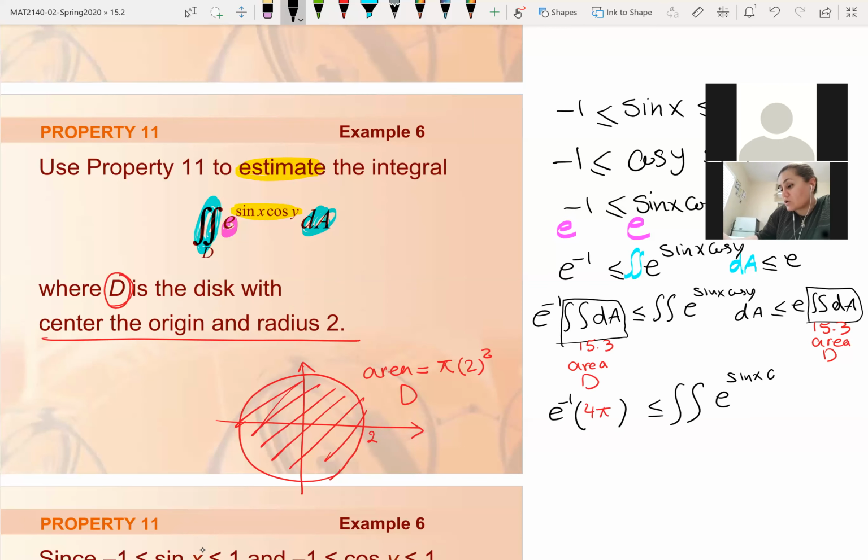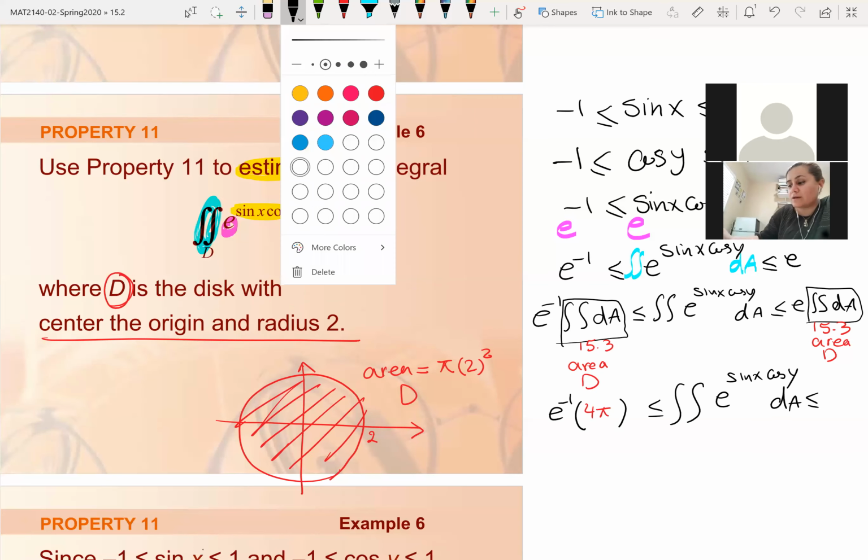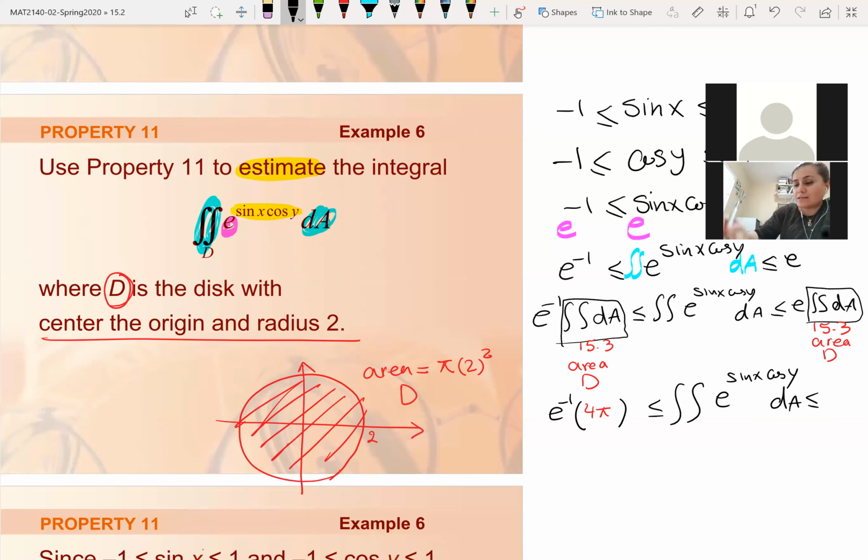So imagine your function itself was just really ugly. There's no way to get the value of that function by hand. But at least by this simple process, which is just really integrate all sides, you could just say the estimate value is going to be at most e times 4 pi, at least 4 pi divided by e. And that's it. That's the answer.